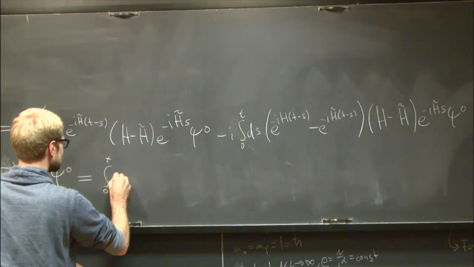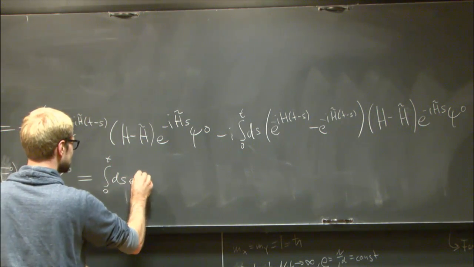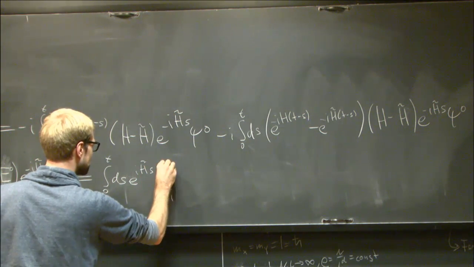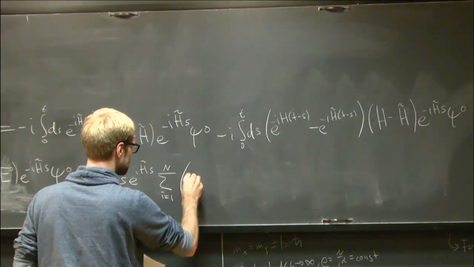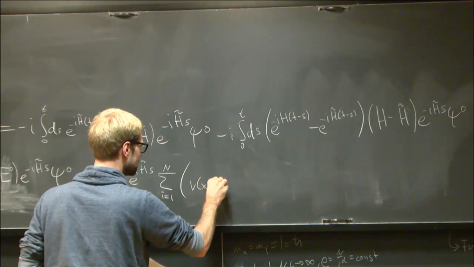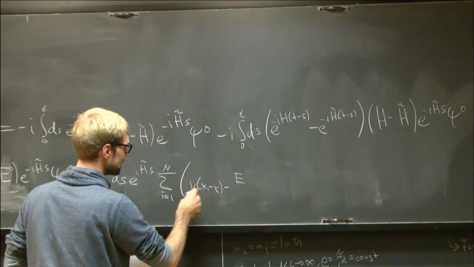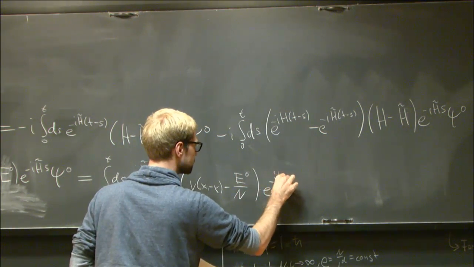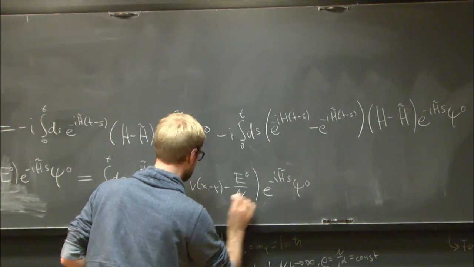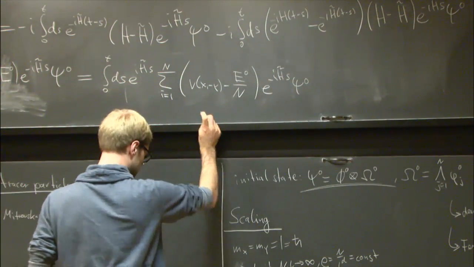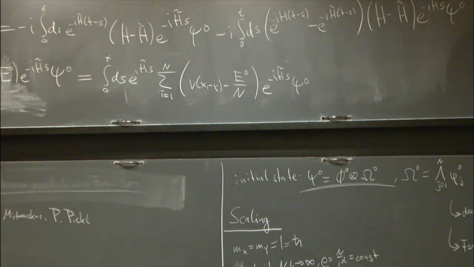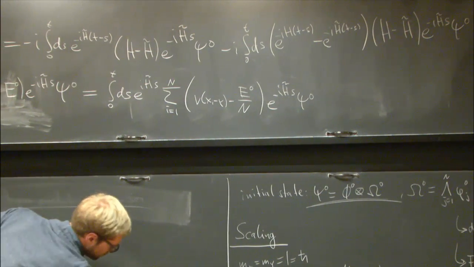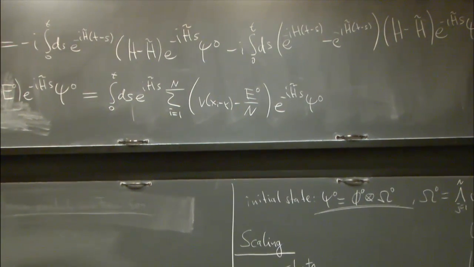So here you have the integral of what? So I h tilde s. Then you have a sum, i equals 1 to n, of the v of xi minus y minus, if I take the sum out, e0 divided by n. Okay, and let me make some space here. Okay, now a standard argument.